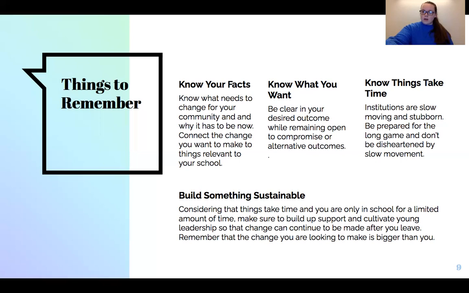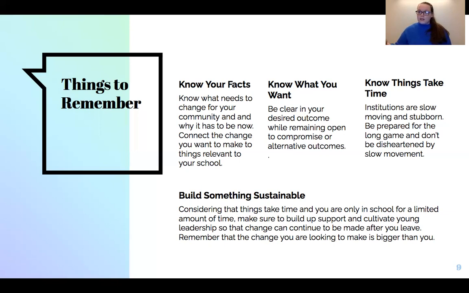Institutions are slow moving. They're often stubborn. They're stuck in the ways that things have always been. They're not always ready for change. They're not always ready for us to be as loud as we are prepared to be and desiring to be in order to make changes.